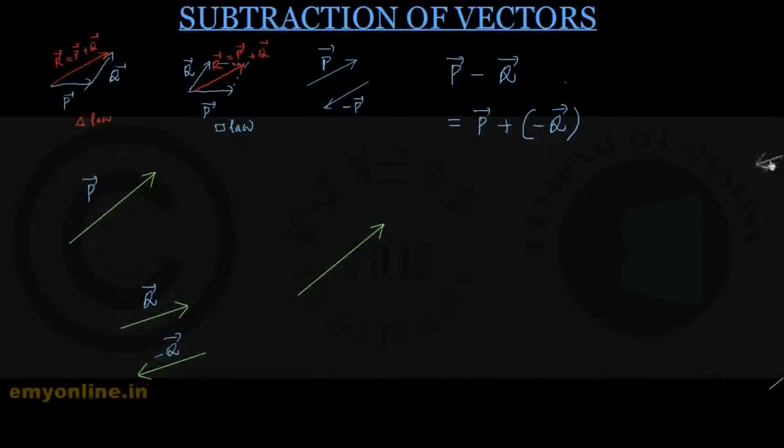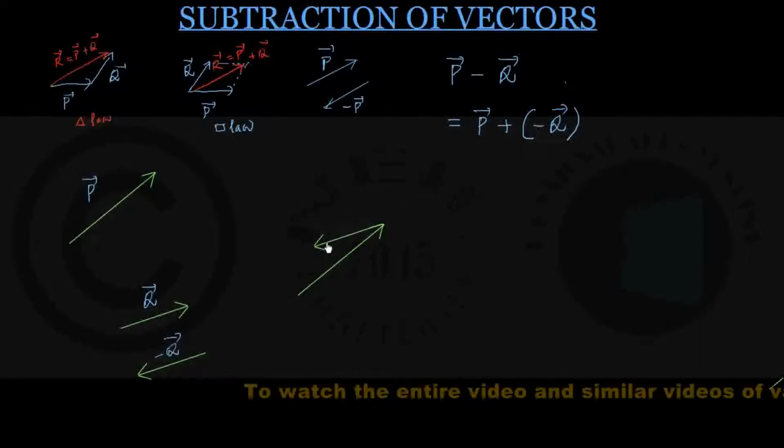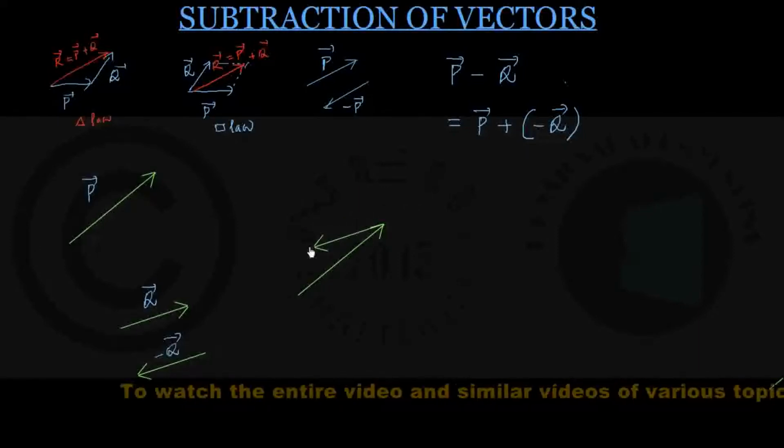Minus q is of course this one, and I make sure that the head of the first one coincides with the tail of the next one. That is triangle law. Two vectors represented by two sides of a triangle taken in the same order.